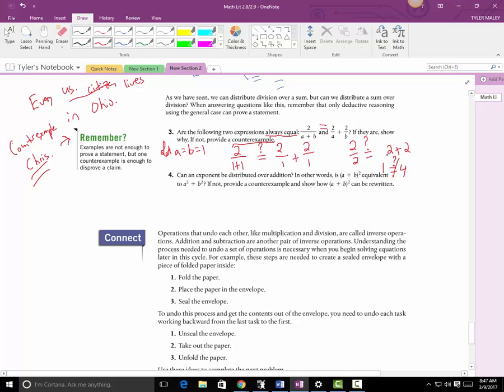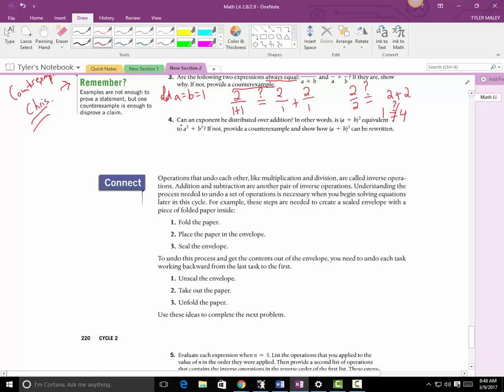So these are not equal to each other. So this is my counterexample. It proves that this is not true all the time. It may be true, but not in a general sense. So this isn't something that we could do when trying to work with expressions. We can't split them up if the a plus b is in the denominator, only if it's in the numerator.